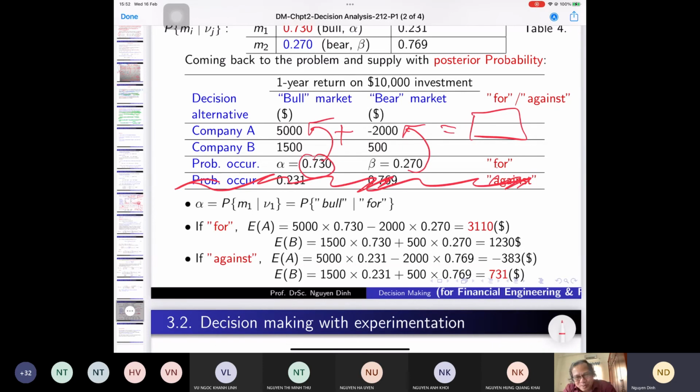Okay, so time is over, and we stop now, and see you next week. I hope that you will take a look back at the Bayes theorem. Okay, next week we finish this one, and then we study the last part of this chapter, that's decision making under uncertainty.